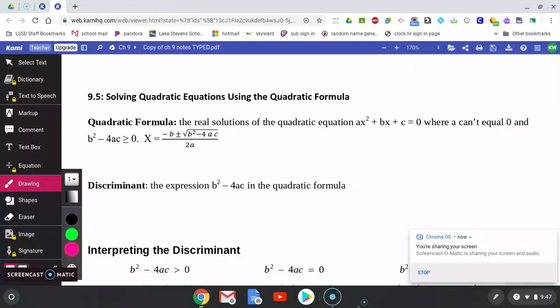All right. So today we're moving on to 9.5. We're skipping 9.4. 9.4 was another way to solve quadratic equations, and it's by completing the square. We won't cover that section, so you don't need to worry about it for any upcoming tests.